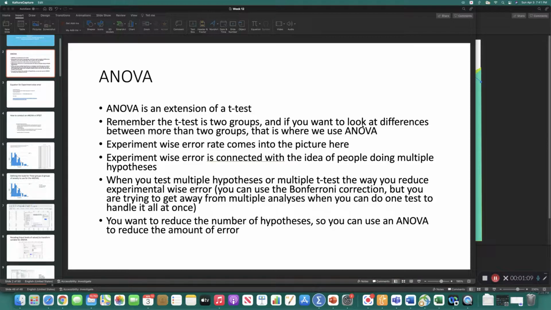Experiment-wise error rate also comes into the picture here, because if we were going to just do a lot of t-tests to examine the difference between the treatment and control, between treatment 1 and 2, then that increases the likelihood of experiment-wise error when people are testing multiple hypotheses and just doing test after test. You can use things like the Bonferroni correction, but we're trying to get away from doing multiple analyses when one analysis can handle it all at once. So when you test multiple hypotheses with one statistical test, you reduce experiment-wise error. That's where the ANOVA really comes in, and you can use ANOVA to reduce the amount of error.